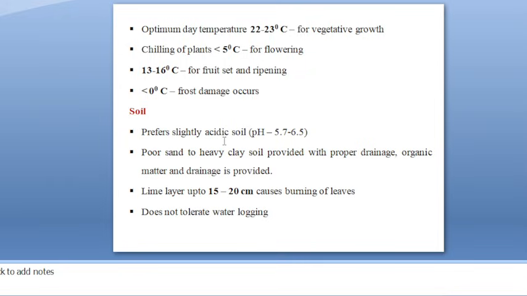Even in acidic soil we can successfully cultivate this, but heavy soils or poor sandy soils with clay are not suitable. Another important thing we have to follow in strawberry cultivation is that whenever we apply lime to balance the pH, it is always advisable to apply it in the 15 to 20 centimeter layer only, in the soil. If applied on the surface, there may be a chance of burning of leaves.